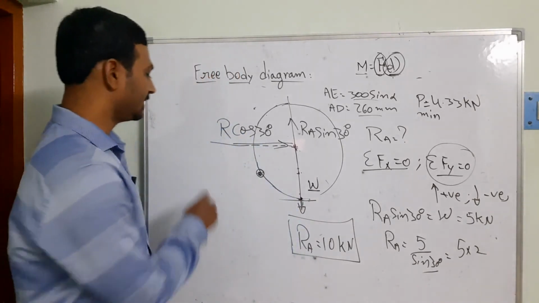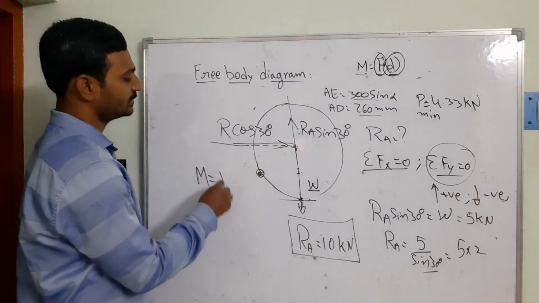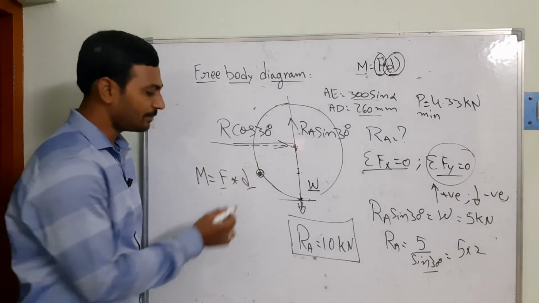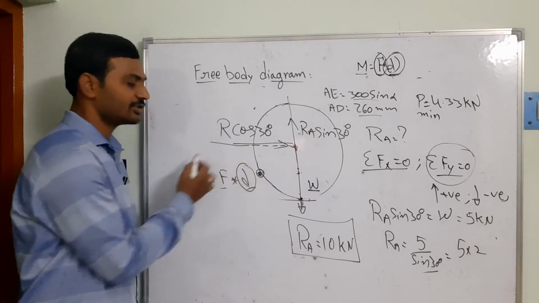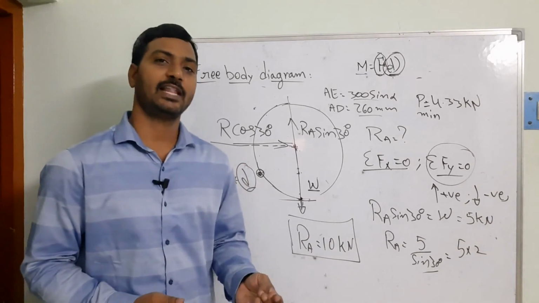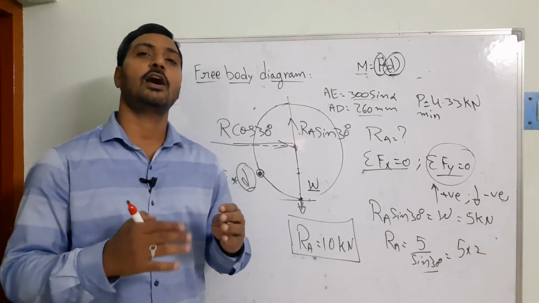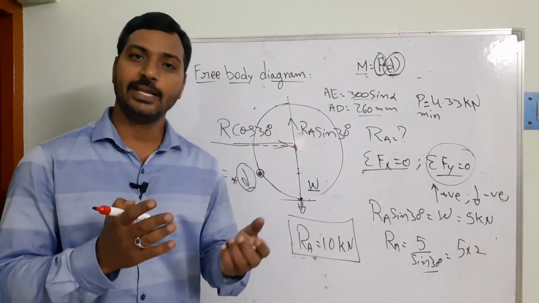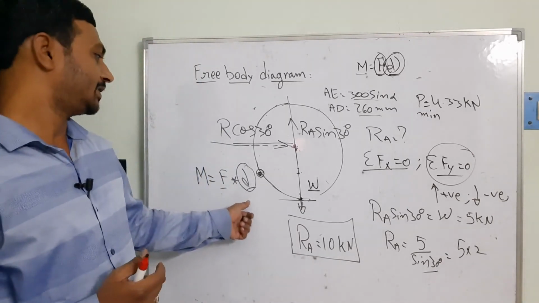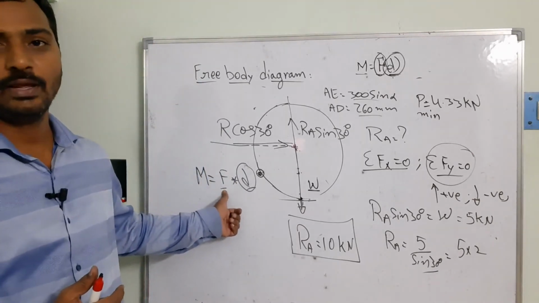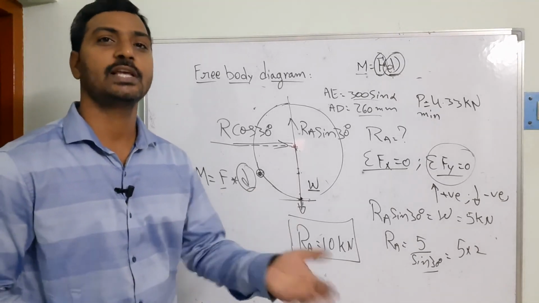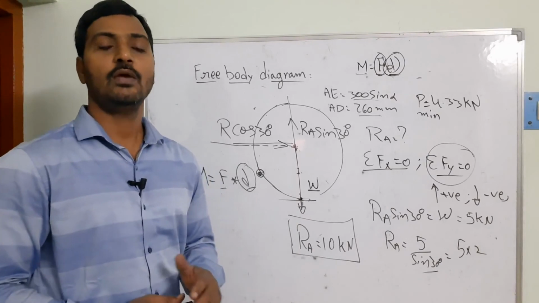So the moment is equal to force into the perpendicular distance. In this case, most of our time is spent finding the geometrical properties. The geometrical properties are nothing but the length, or maybe the arc length or the radius, and we need to calculate them. The force magnitude we get from the given figure in terms of reaction forces or applied forces. This way we solve it.